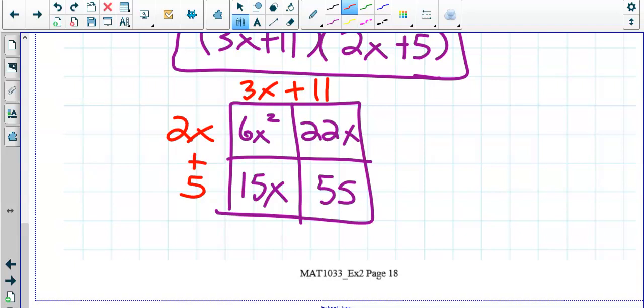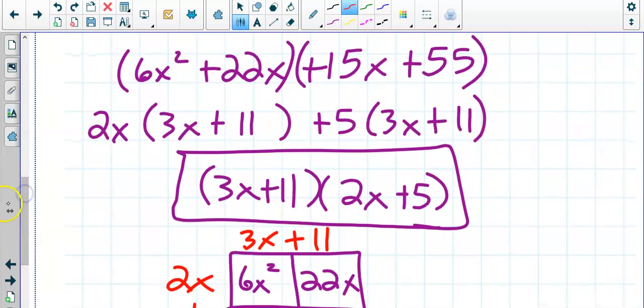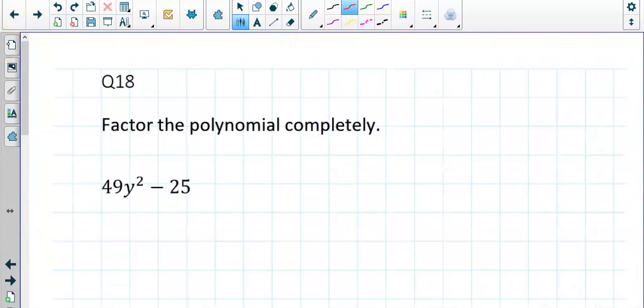Yes, they have to add to that middle piece. That's the key. All right. I believe we have 3 more, and these are a little bit shorter than those, I promise you.